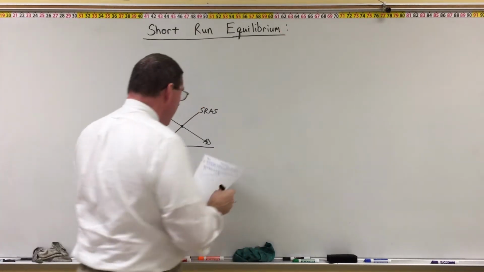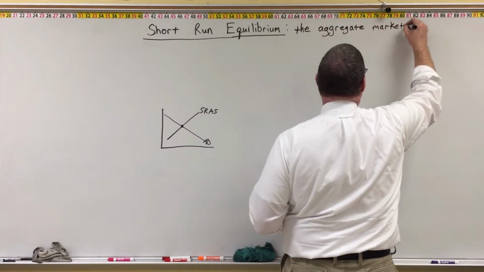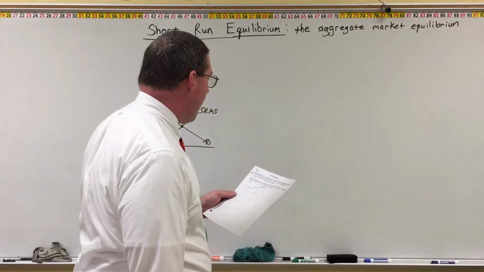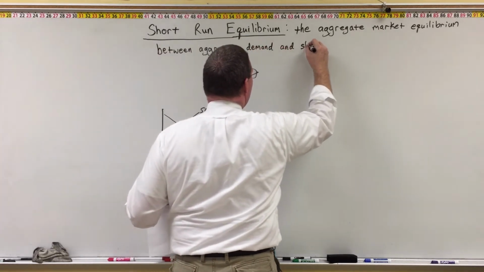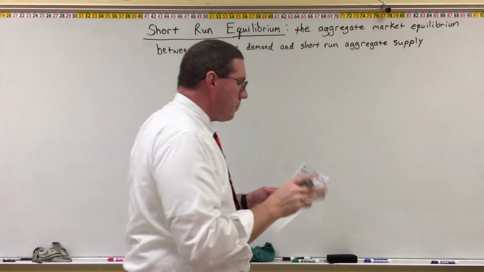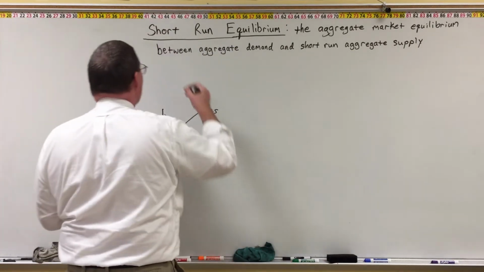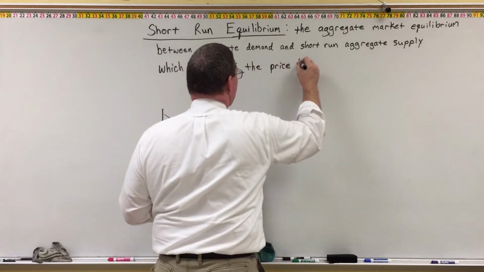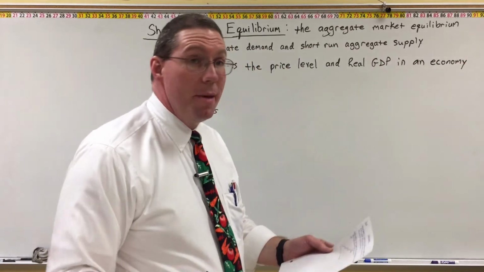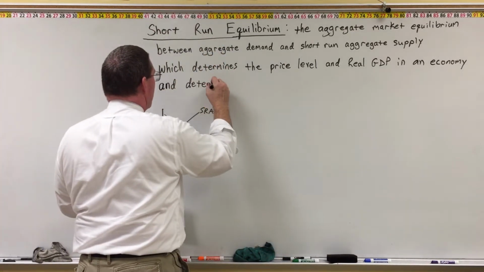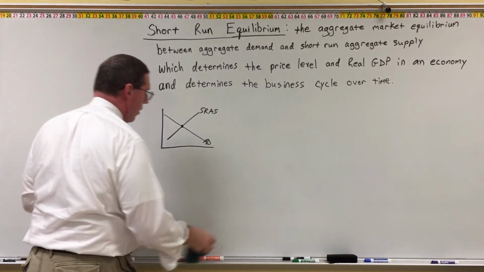So our definition for short-run equilibrium is the aggregate market equilibrium between aggregate demand and short-run aggregate supply, which determines the price level and real GDP in an economy, and determines the business cycle over time. And here's what I mean by determines the business cycle over time.